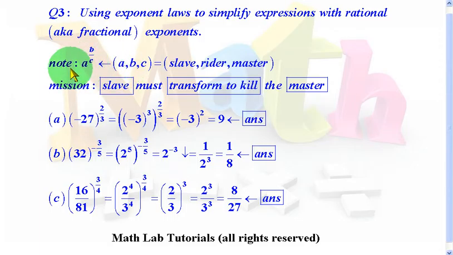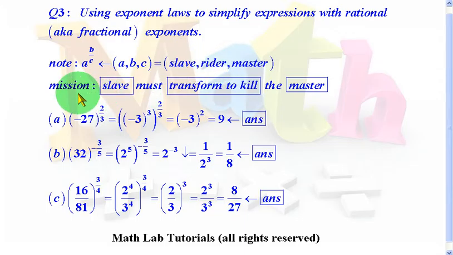There's a little note over here, a to the power b over c. I call a, b, and c. I call a the slave. I call b, a is the base, so I call it the slave. B is the rider, because essentially it goes along for the ride. It doesn't have a very, very important role. And I call C the master, because the master essentially tells the slave what to do. Okay, master tells the slave what to do. The rider goes along for the ride.